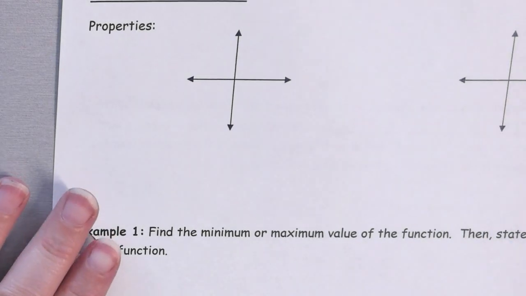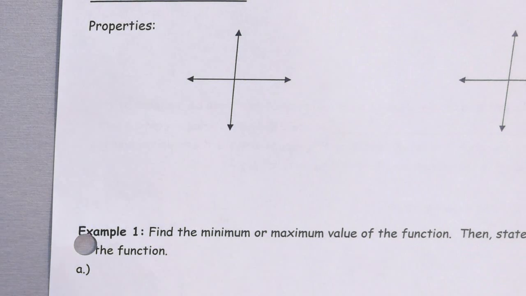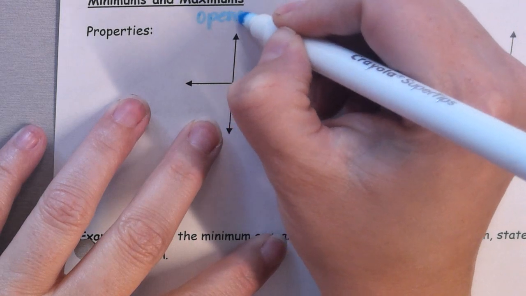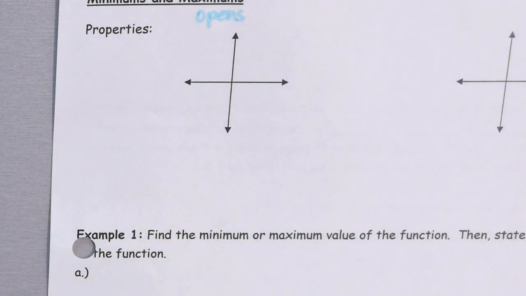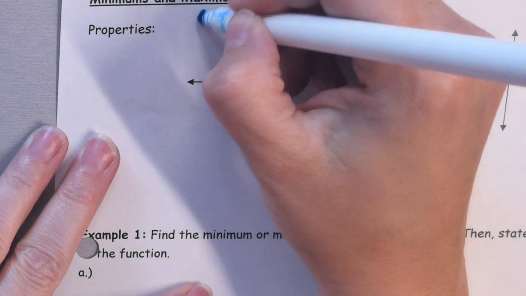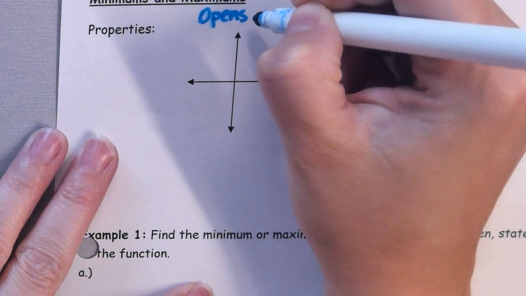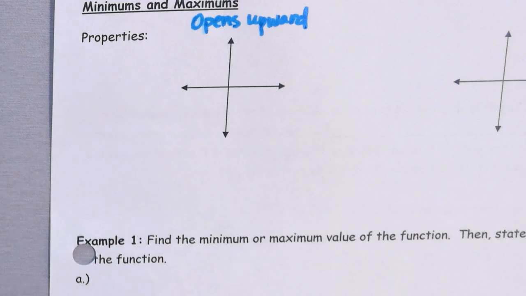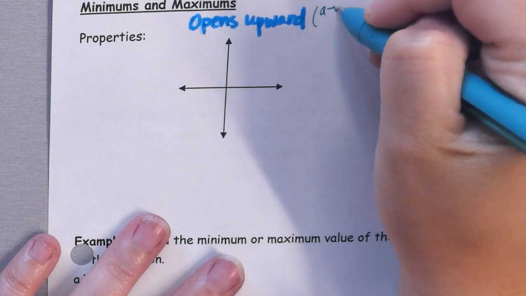The first graph we're going to look at is when it opens upward. Oh no, that's a bad color, isn't it? Okay, so it opens upward. And yesterday we learned about the condition for that. So it's going to open upward when the A value is positive.